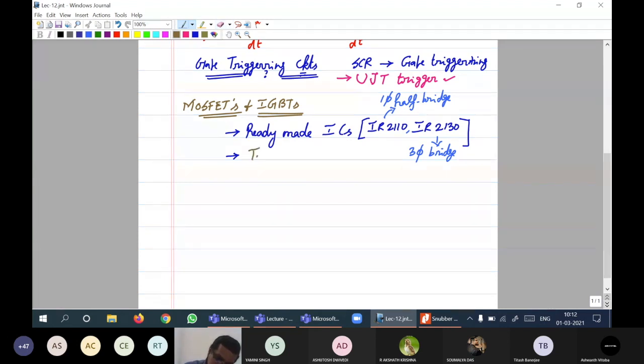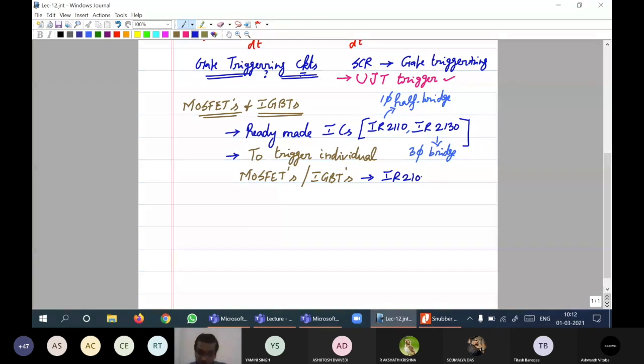To trigger individual MOSFETs or IGBTs, you can use IR2101. Students very commonly use this cheap IC, TLP250. That is quite common among students. I haven't used one myself.